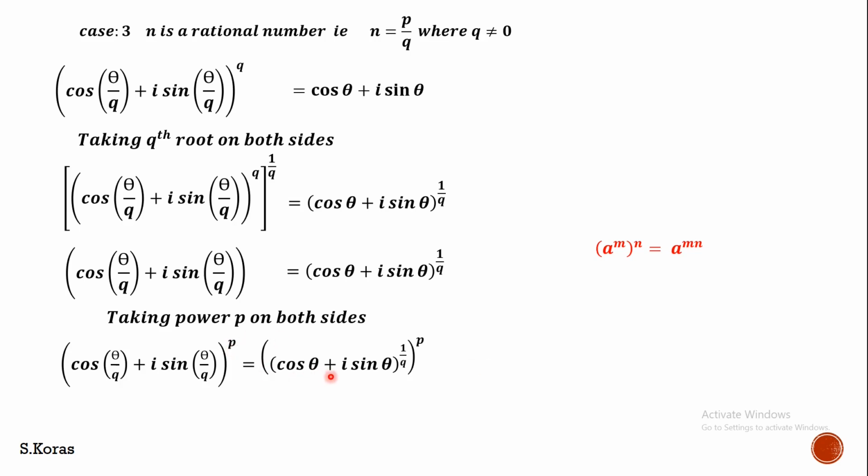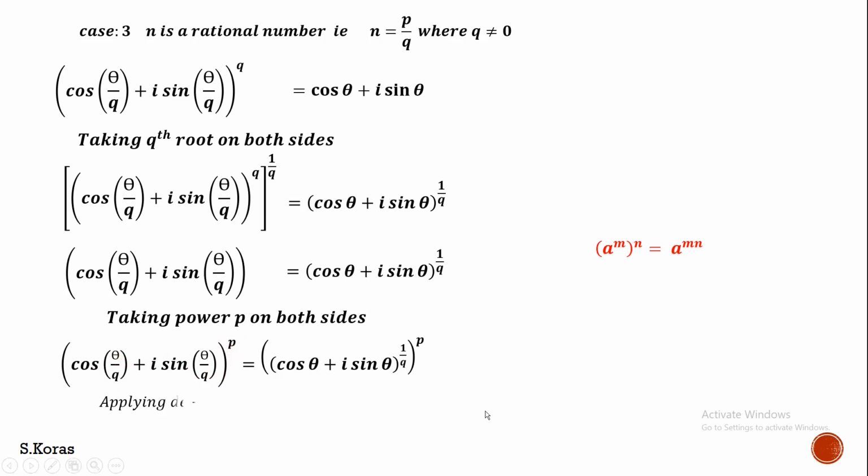Here, (cos theta plus i sin theta) the whole power 1 by q, the whole power p. Again, if we apply the same formula, the power should be multiplied. Moreover, this p is an integer, so we can bring it inside, because according to case 1 and case 2, if it is in the form (cos theta plus i sin theta) the whole power n, we can make it cos n theta plus i sin n theta. Since the power is an integer, we can bring it inside.